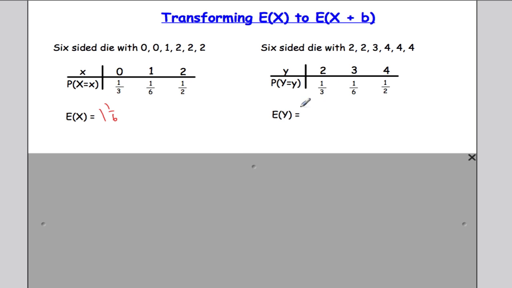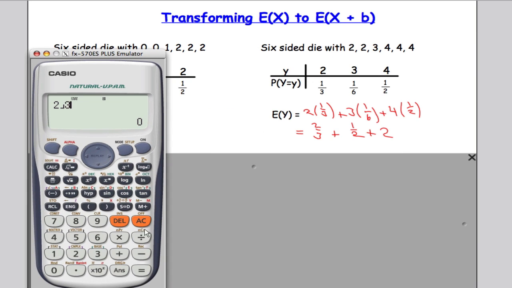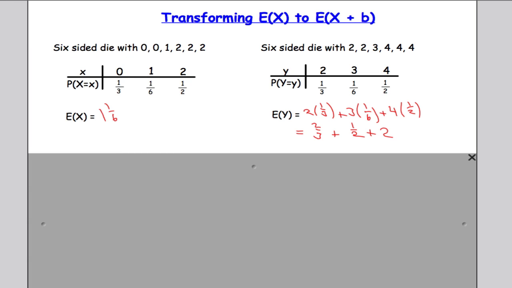And let's work out the expected value of y. So it's going to be 2 times 1/3 plus 3 times 1/6 plus 4 times 1/2. Let me see, that's going to give me 2/3 plus 1/2 plus 2. Let's just use the calculator for this to save a wee bit of time. So 2 over 3 plus a half plus 2. And that gives us 19 over 6, which is 3 and 1/6.